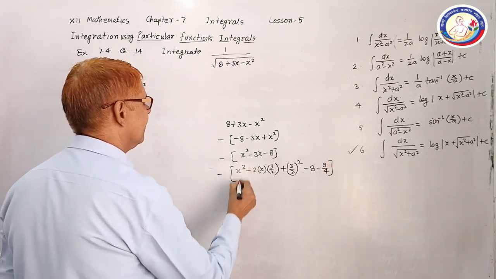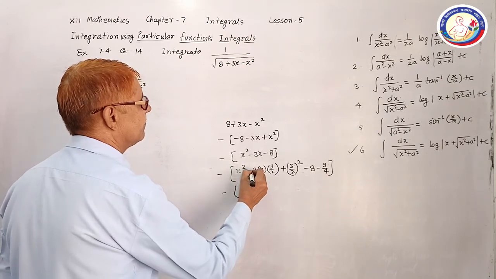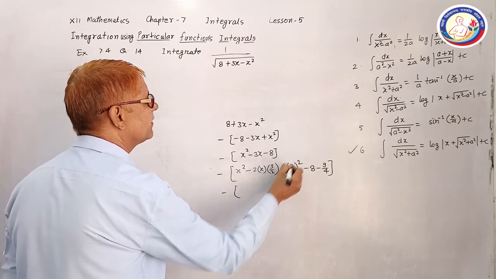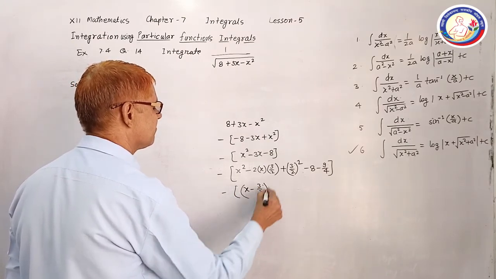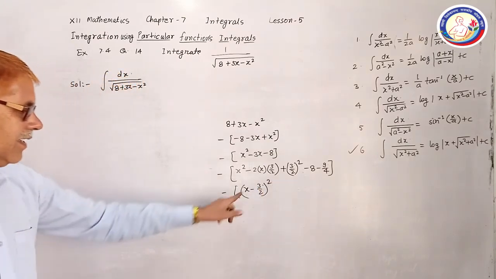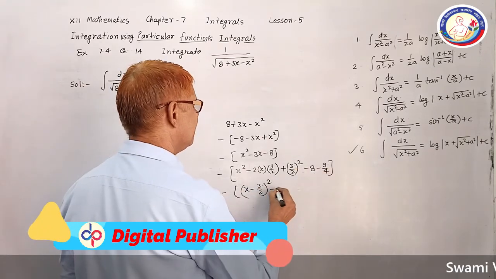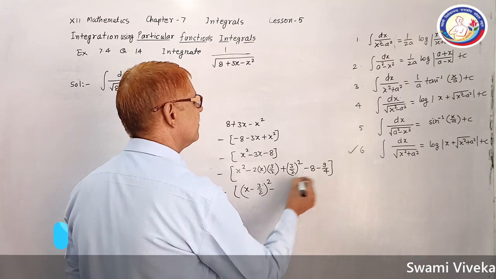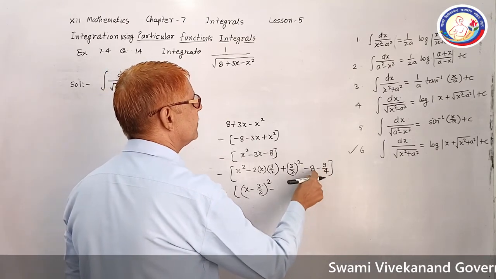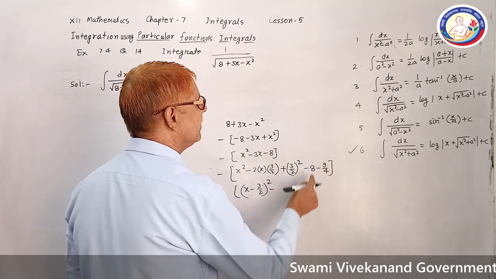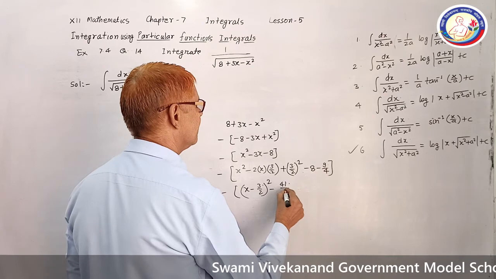So it is x square minus 2 into x into 3 by 2 plus 3 by 2 square, that is x minus 3 by 2 whole square, and this will be, both are negative. So 32 minus 32 minus 9, 41 upon 4.